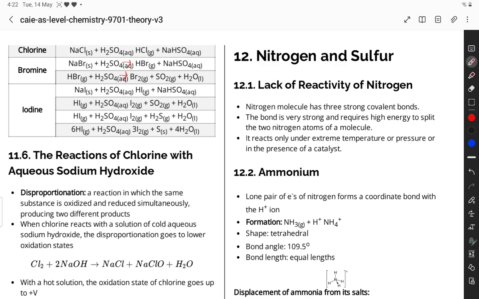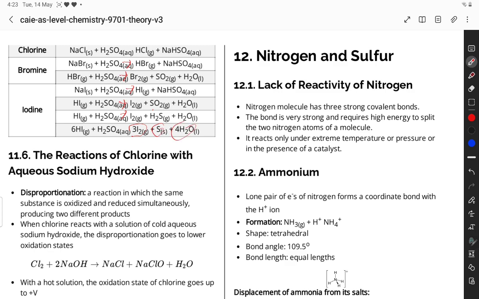sulfur dioxide plus water. Similarly, iodine forms a variety of chemical equations. Sodium iodide reacts with sulfuric acid to form hydrogen iodide and sodium hydrogen sulfate, and hydrogen iodide is further oxidized by sulfuric acid to form iodine plus sulfur dioxide and water. Other products are also formed: iodine plus hydrogen sulfide plus water. Similarly, hydrogen iodide reacts with sulfuric acid to form iodine, sulfur and water.